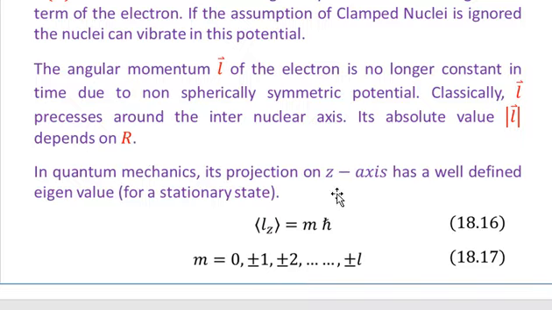In quantum mechanics, its projection on the z-axis has a well-defined eigenvalue for a stationary state. The average of the z component of the angular momentum, or the average of the projection of the angular momentum on the z-axis, represented by the average of Lz, is equal to m times h bar. Here m can take values m equal to 0, plus minus 1, plus minus 2, and so on up to plus minus L.